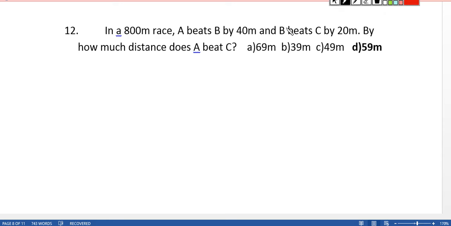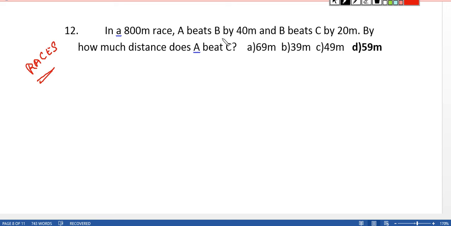In an 800 meter race, A beats B by 40 meter and B beats C by 20 meter. By how much distance does A beat C? Okay, this is a question on races. As you can well see, we are trying to cover different types of questions. Okay, it's not monotonous, it's not just the same type of questions.